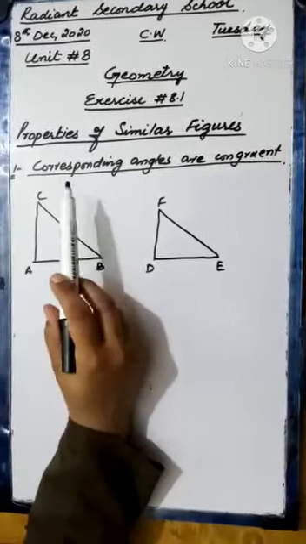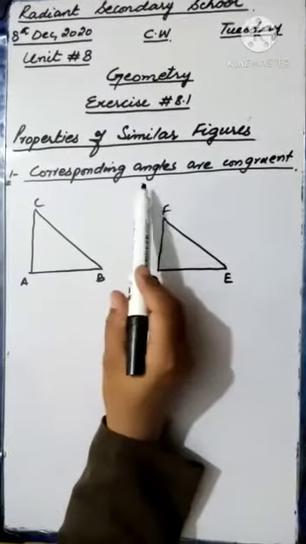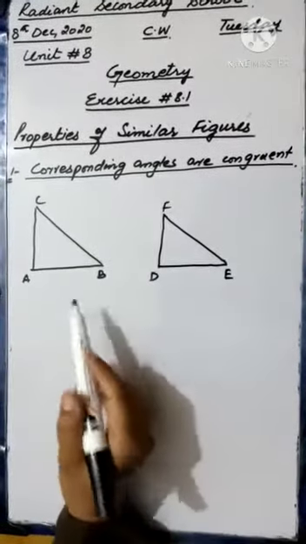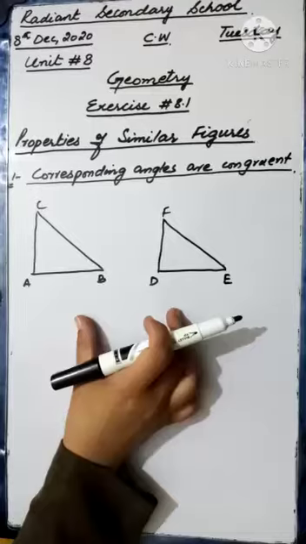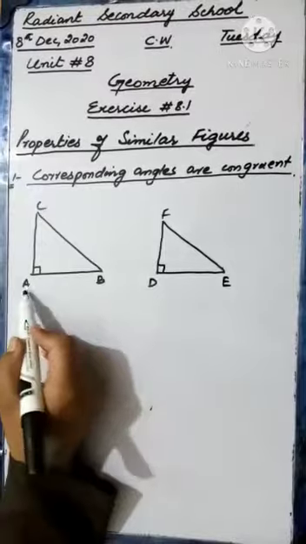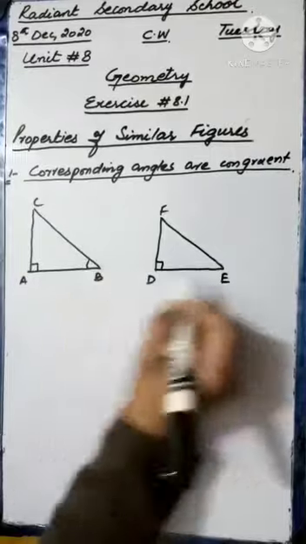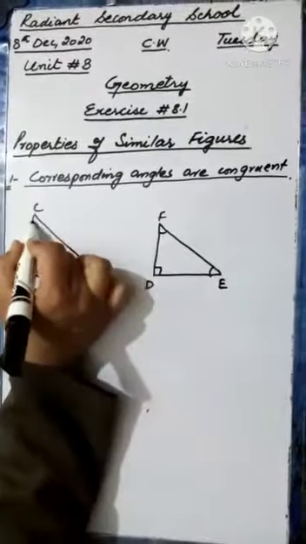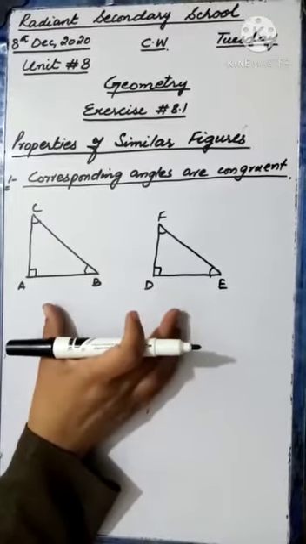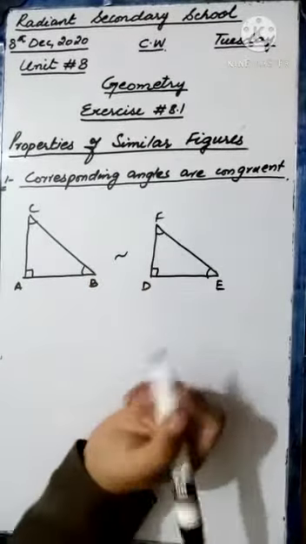Now students, we are going to discuss some properties of similar figures. Number one property is, if the corresponding angles are congruent, then we can say that the figures are similar. Suppose we have these two triangles, and we take these corresponding angles as congruent. What are the corresponding angles? Do you know? A is corresponding to angle D, B is corresponding to angle E, and F is corresponding to angle C. So if it is given that these corresponding angles are congruent, then we can say that these two figures are similar, and vice versa.